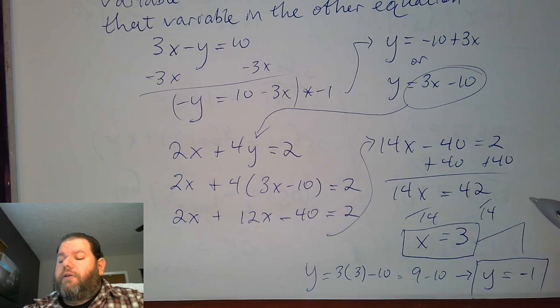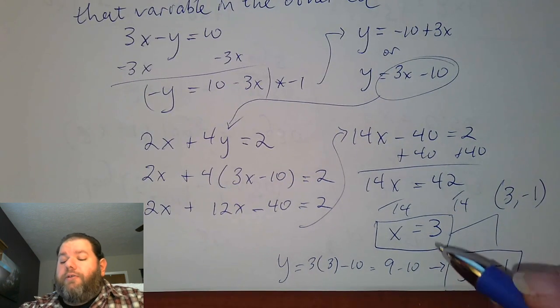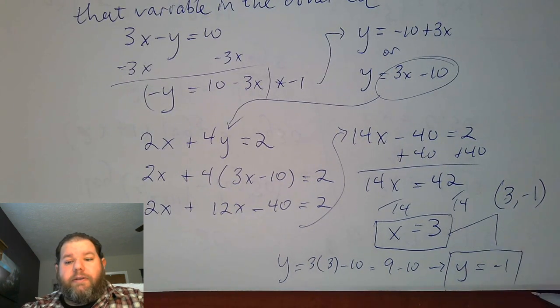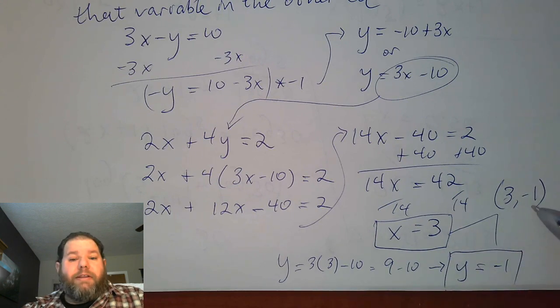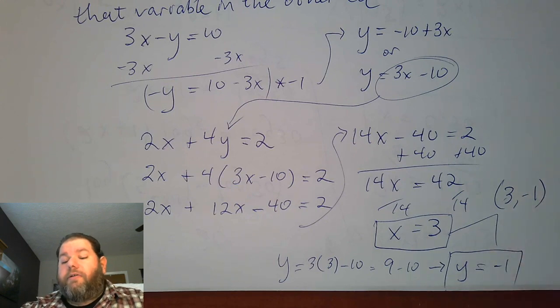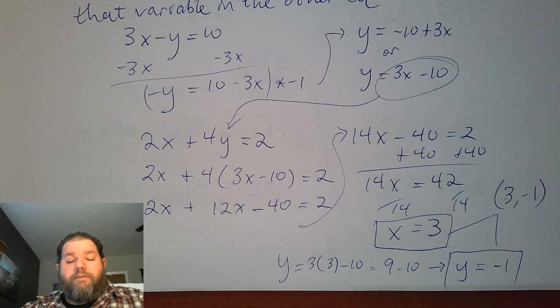Sometimes you'll see this written as an ordered pair, x first, y second. Other times you'll see them written separately like this. So you can write it either way. If it's an open-ended question, if it's like a multiple choice, then you'll recognize immediately which scenario it is, and you just pick the right scenario. Well, that's how substitution works. You solve one equation for one variable, plug it into the other function, and then solve from there.